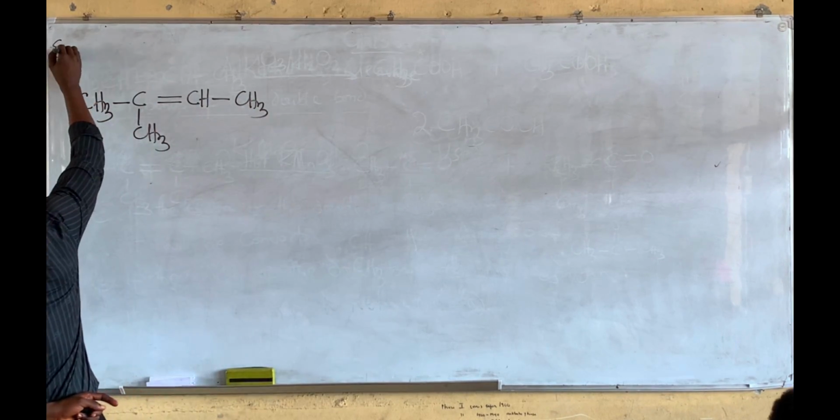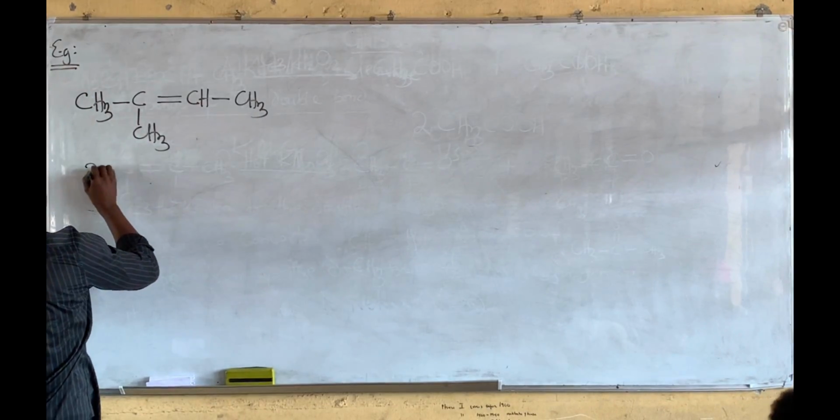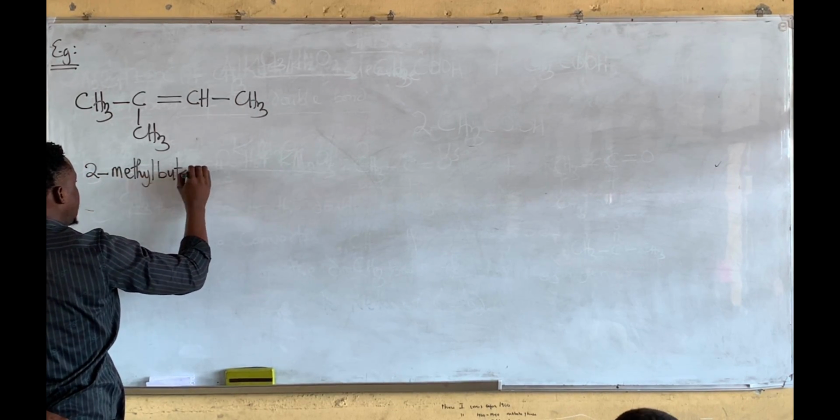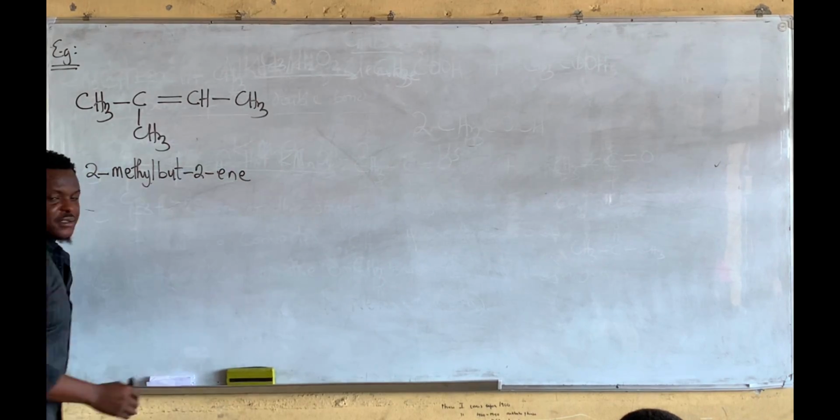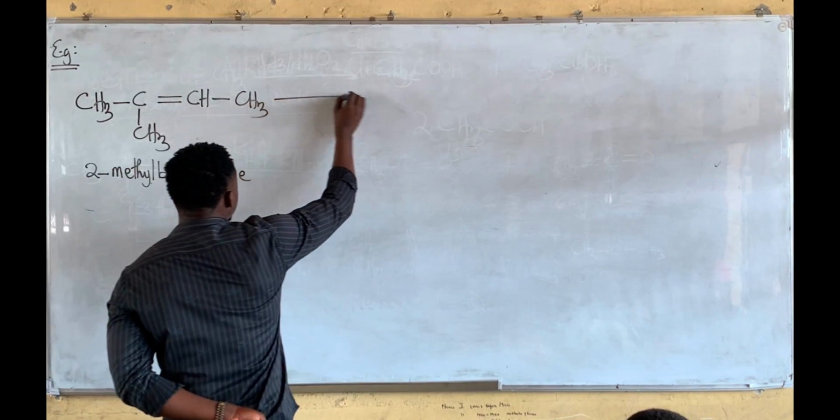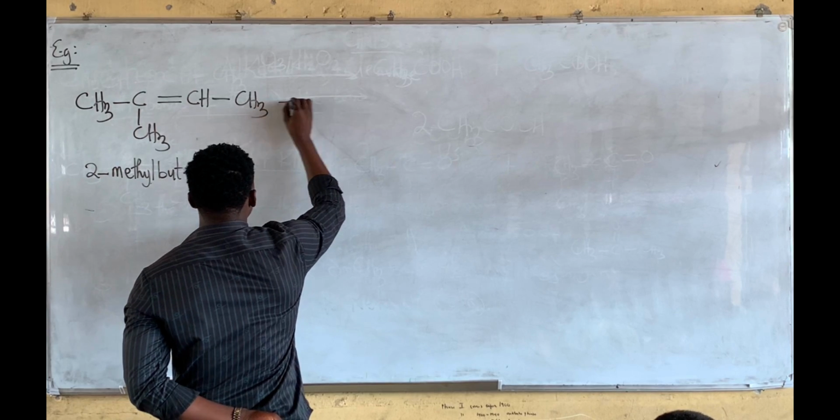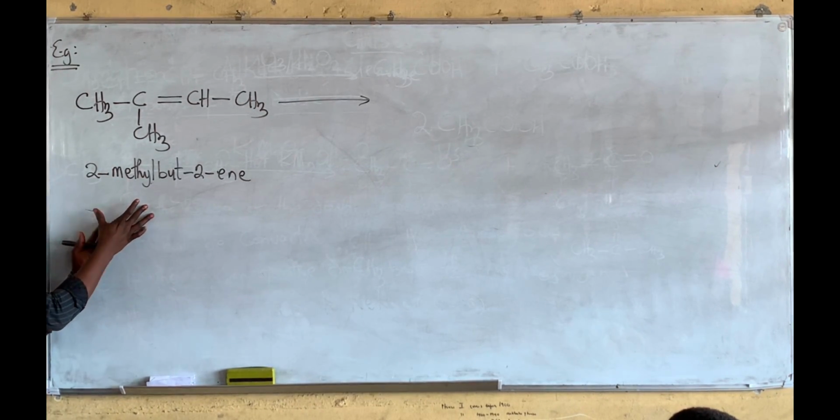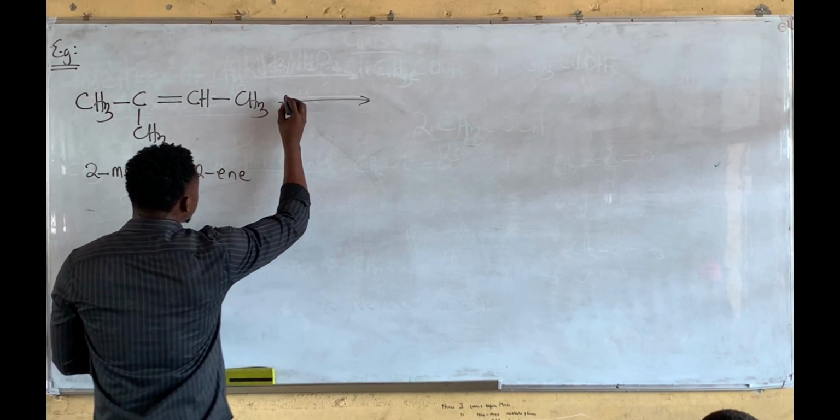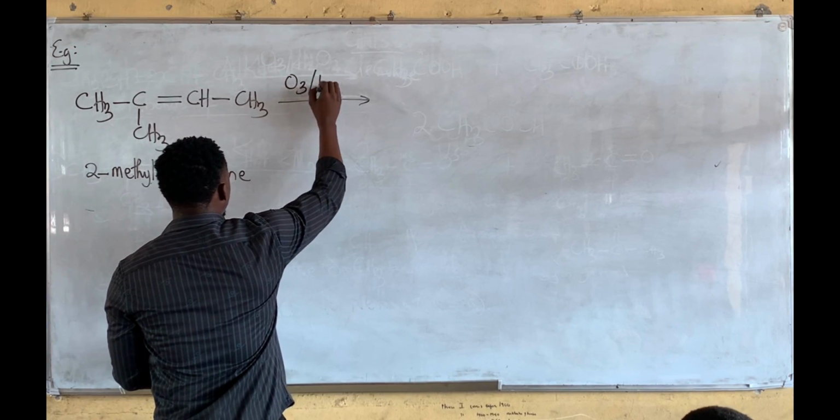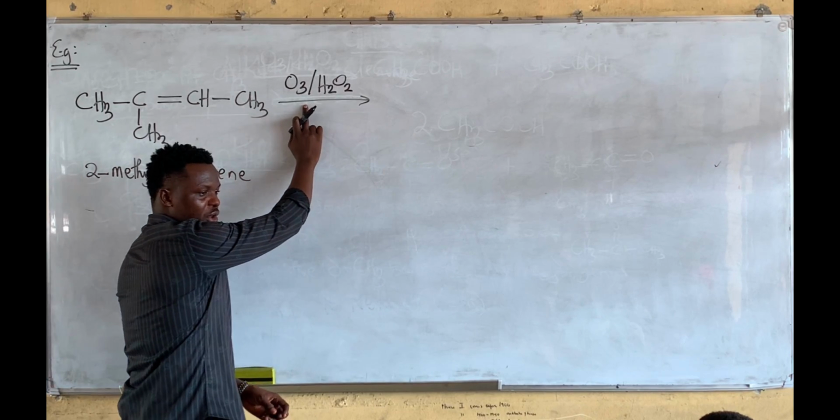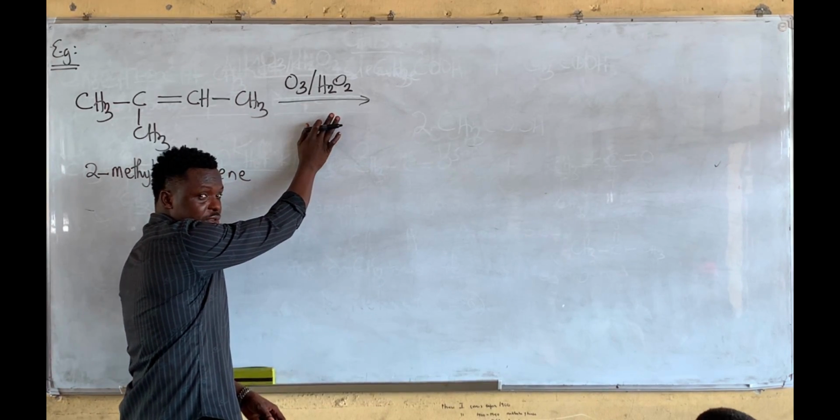Now look at this example. This is a very common example question. If you take your past questions, you'll see it. This particular question here is a very common question for exams. 2 methyl 2 butene. Now, sometimes you can say ozonolysis followed with peroxide. Do not forget that this is the same thing as saying hot KMnO4. The same effect, the same product.